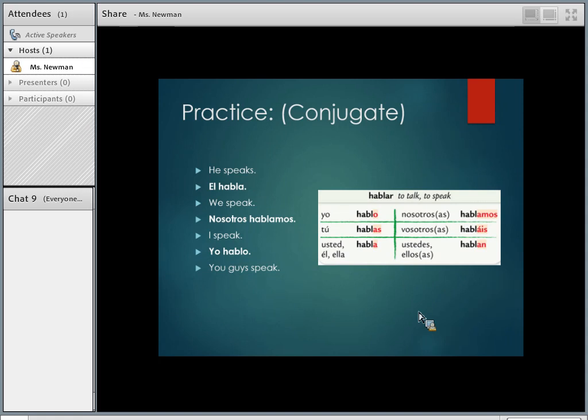You guys speak. And this one could be formal or informal. Again, the informal version, vosotros, is really only ever used in Spain. It's not a version we're going to use much. So if you're not sure which one it is, always default to ustedes. That's the most common. Ustedes hablan.